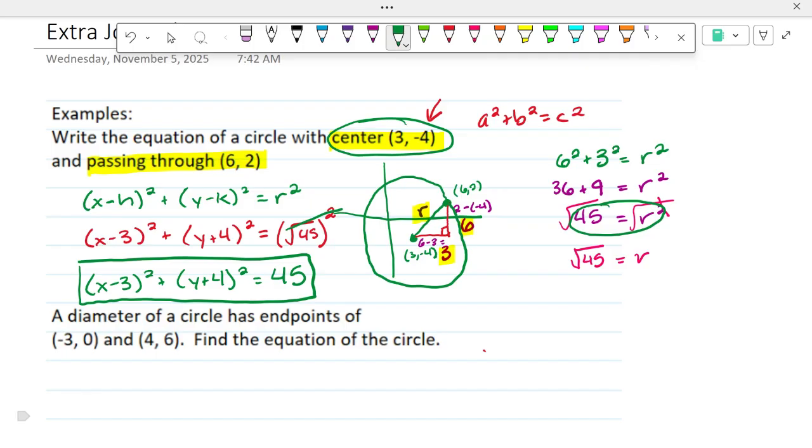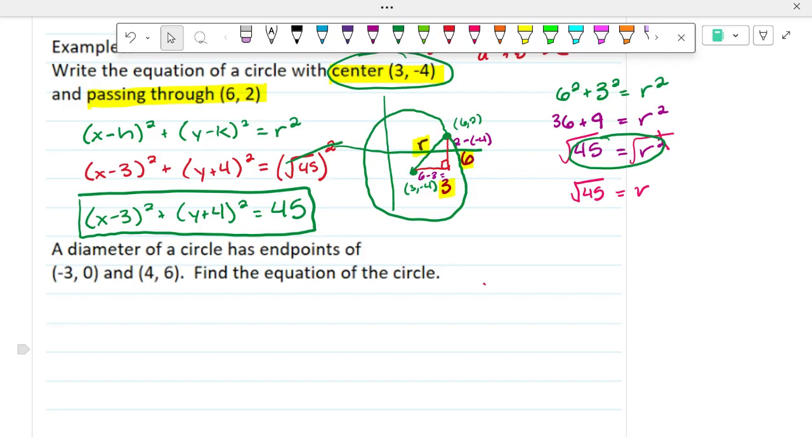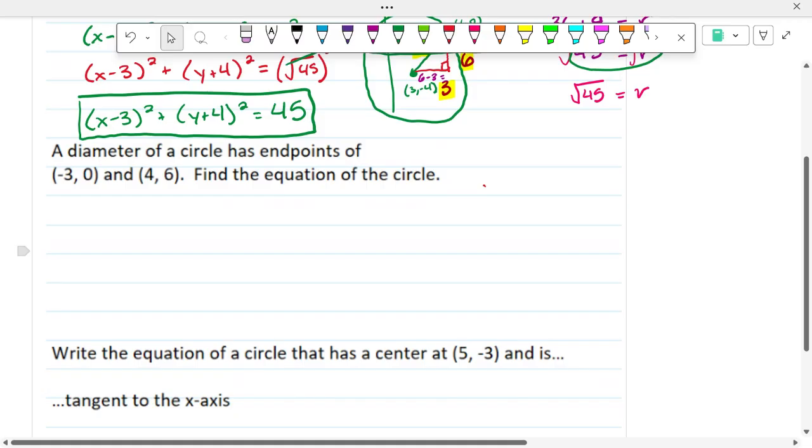All right. So that's the first one. And that one, we've kind of already done some problems like it before in your packet. So that one you should be semi-familiar with. All right, let's look at the next problem.